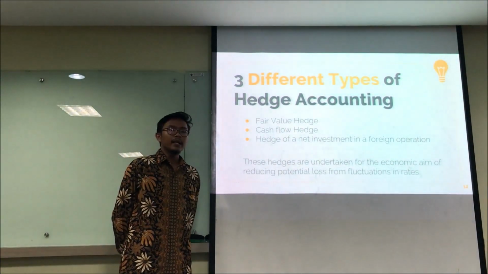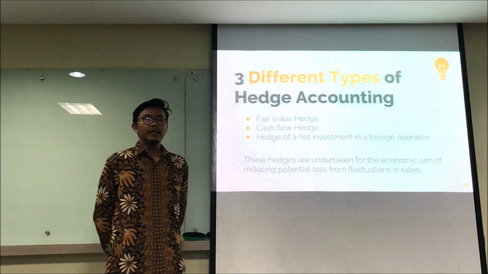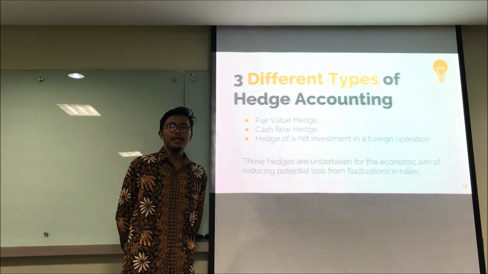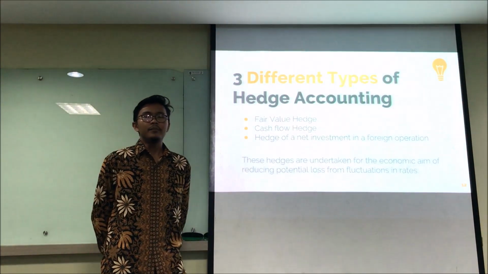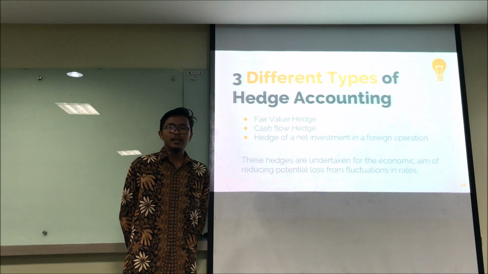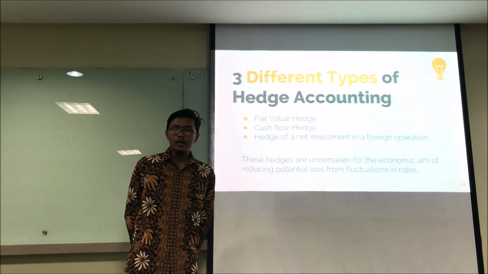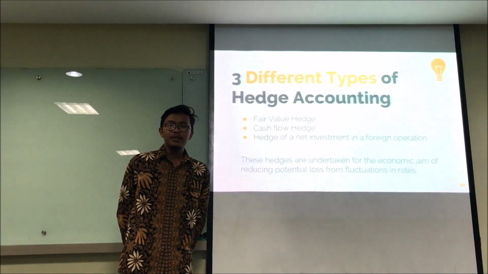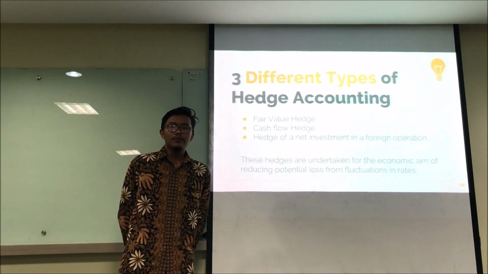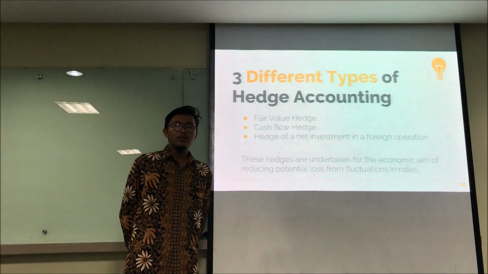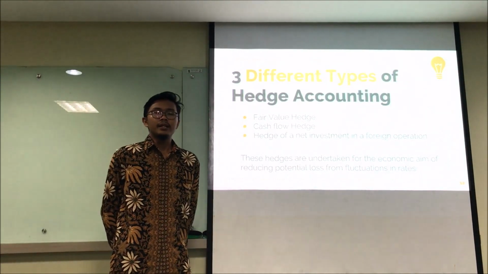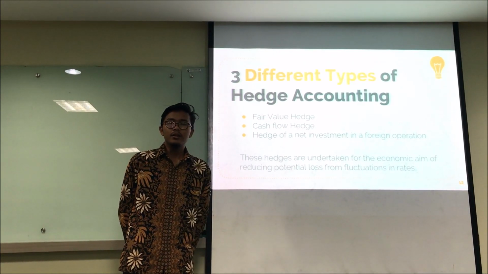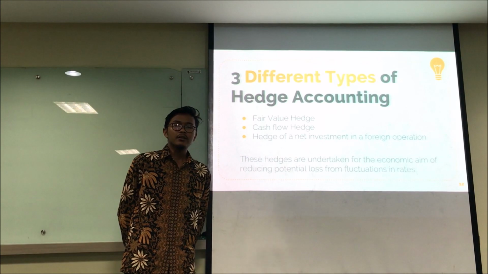The second one is cash flow hedge. A cash flow hedge is a hedge against the exposure to variability in cash flow that can be attributed to certain risks associated with recognized assets or liabilities, for example, part of future interest payments on debt with a variable interest rate, or which can be attributed to certain risks related to the forecast of transactions that are likely to occur and can affect the income statement.